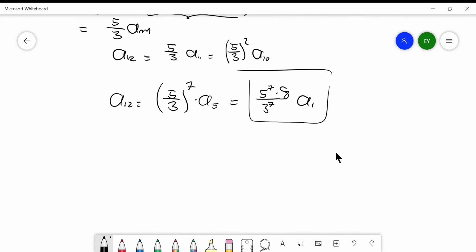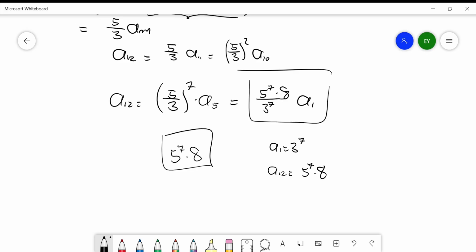So you know that a12 has to be an integer, so therefore it must be at least 5 to the 7 times 8. And to make sure that this is correct, if we set a1 to be 3 to the 7, then we indeed get a12 as 5 to the 7 times 8, and everything in between is also an integer, so we're done. And the answer is 5 to the 7 times 8.